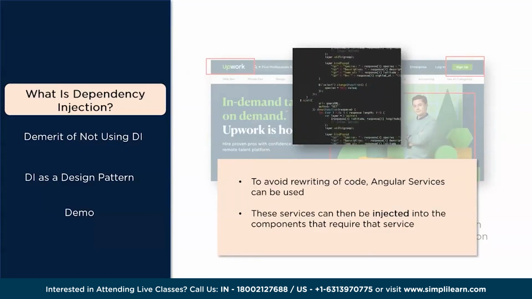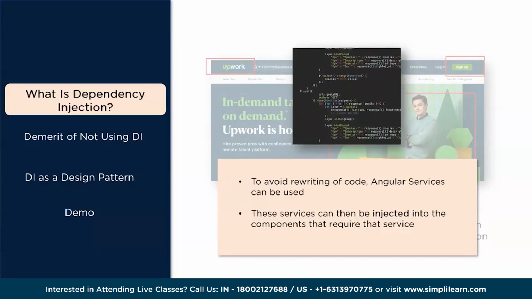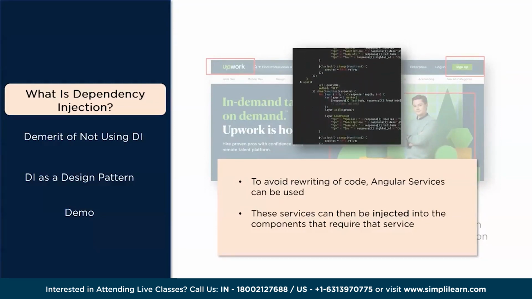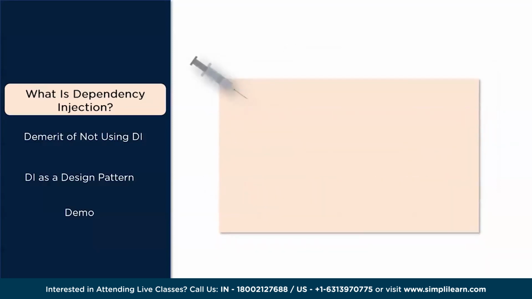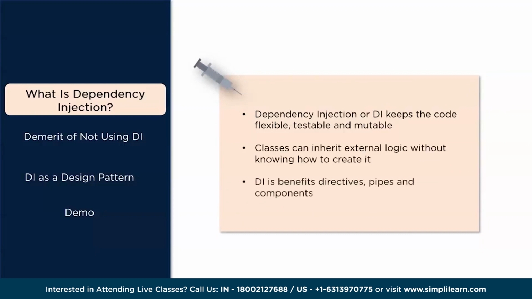Now, to give you a better example, consider two classes A and B. Let's assume that A uses the objects of class B, and normally in object-oriented programming, an instance of class B is created so that A can access its objects. But using dependency injection, we move the creation and binding of dependent objects outside of the class that depends on them. So dependency injection or DI keeps the code more flexible, testable, and mutable. Also, classes can inherit external logic without having to create it on their own. And lastly, DI benefits directives, pipes, and components.